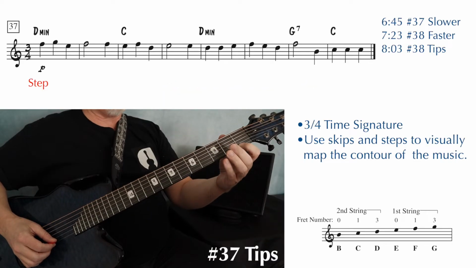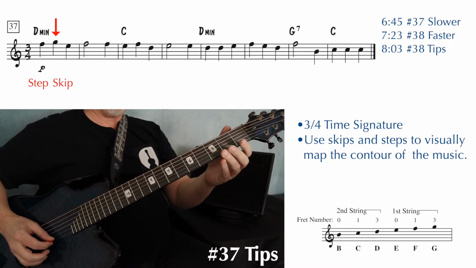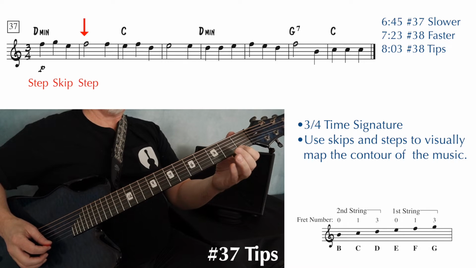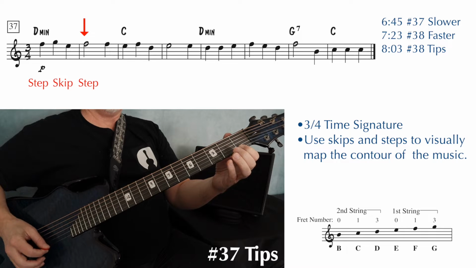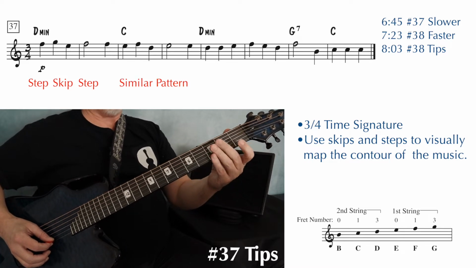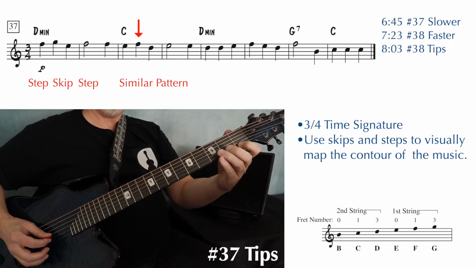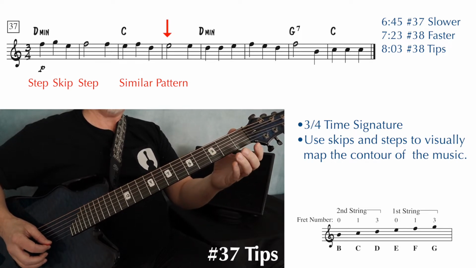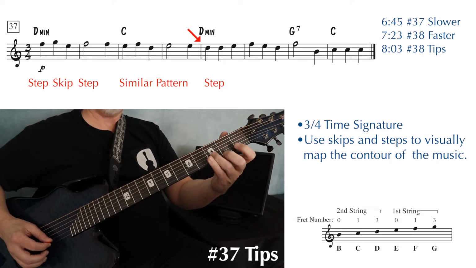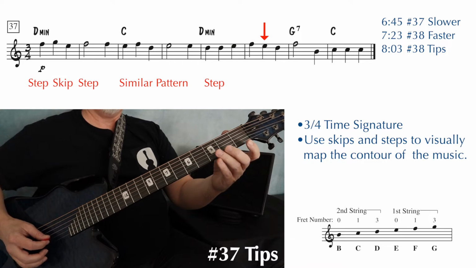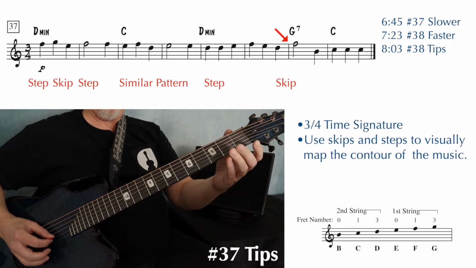Number 37 starts with a step up from F to G, and then skips down to E, and circles back to F. In measure 3 and 4, we have a similar motion. We have E to F, which is a step, skip down to D, and it circles back to E. From there, it's mostly moving by step. Now from this D, we skip up to F, and then skip way down to B.